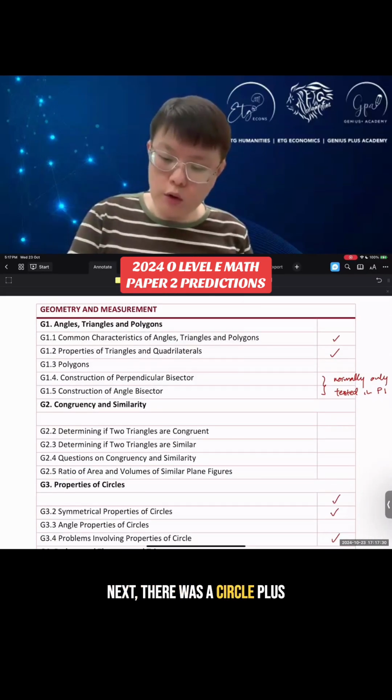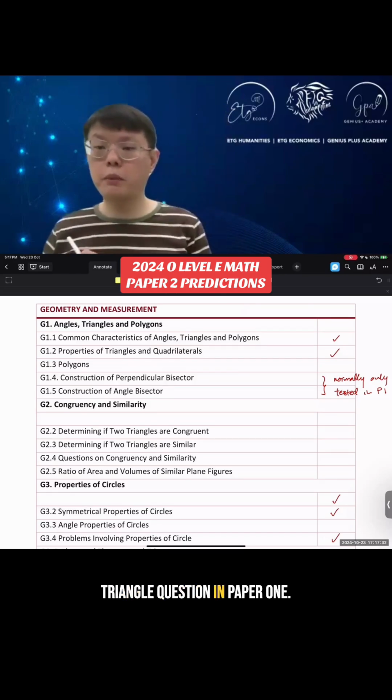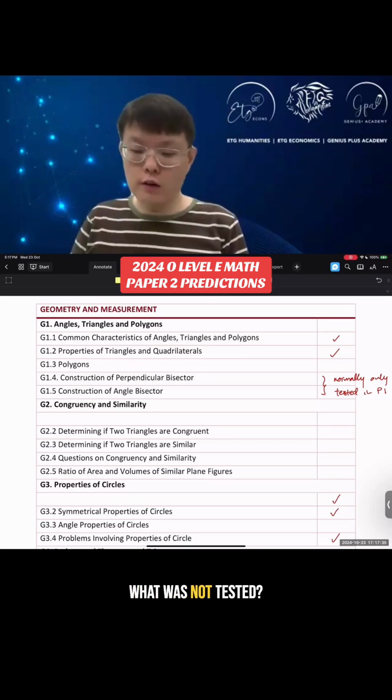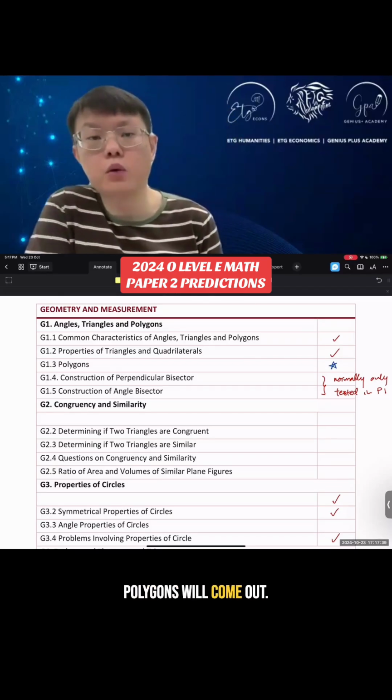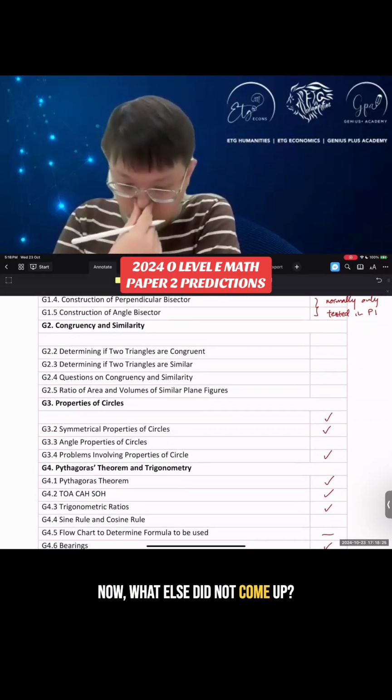Next, there was a circle plus triangle question in paper 1. What was not tested? Polygons was not tested. So very sure that polygons will come out. Now, what else did not come out?